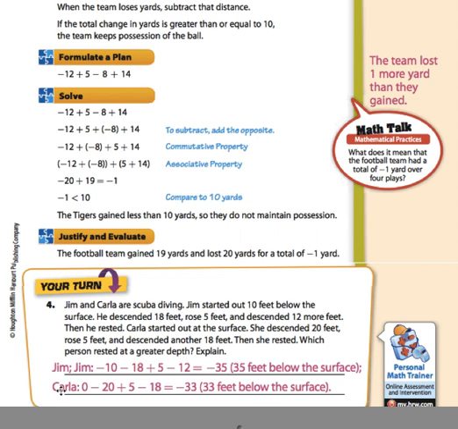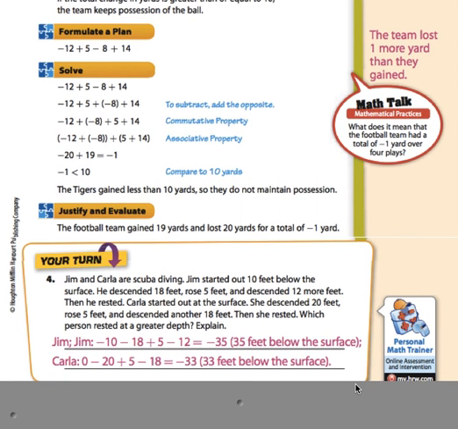Carla started out at the surface. So if you're at the surface of the water, you're at 0. She descended, so she went down 20 feet. She went up 5 feet, and then she descended another 18 feet. After writing out the problem, you should have gotten -33. So 33 feet below the surface.